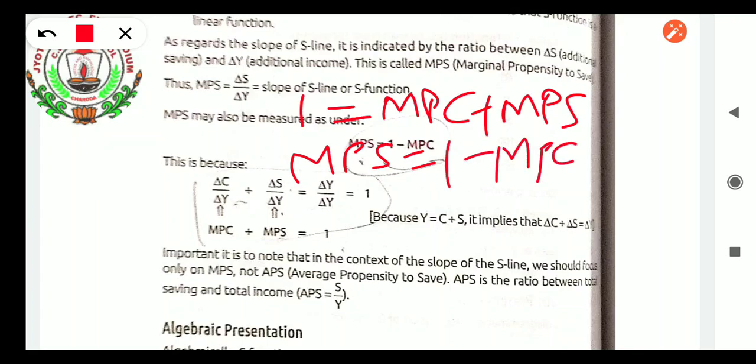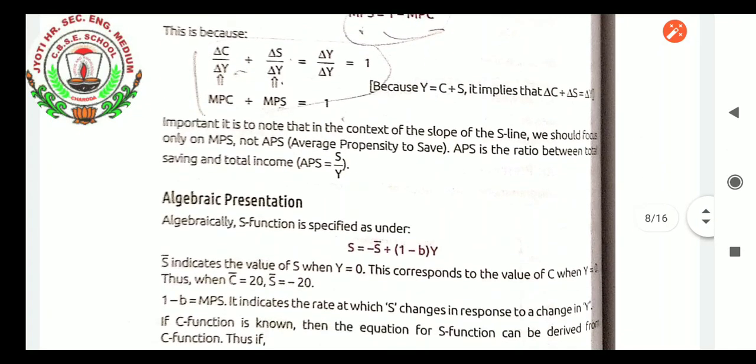This way we can find, for many questions, marginal propensity to save if we know marginal propensity to consume. Because Y equals C plus S, it implies that change in C plus change in S equals change in Y. From there we derive the formula MPS equals 1 minus MPC. Write this formula in your copy because it will be helpful for calculations in many questions.